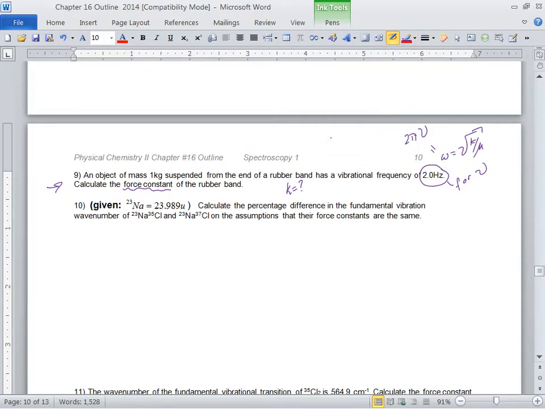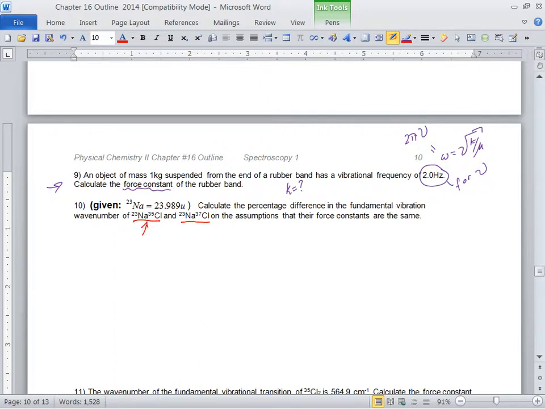Calculate the percent difference in the fundamental vibration wave number. Okay, so they give us 2 molecules, well, 2 vibrations. All they're doing is changing the masses, really. Because remember, if they give you those isotopes, we just look up the u's and convert them into kilograms. It's really no big deal. So what we're supposed to do is calculate the percent difference in the fundamental vibration wave number.